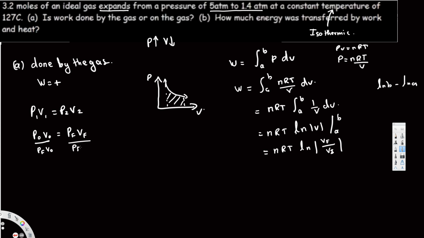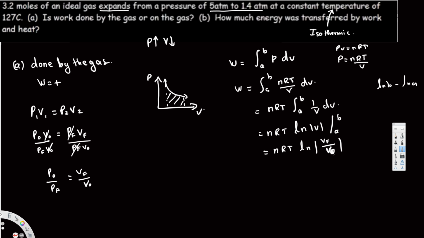So P final over V0, and if you do that, V0 cancels here, and PF cancels here, and we have P0 over Pf is equal to Vf over V naught. And you can see the relationship between pressure and volume. And if you notice, this is the one we have right here. Initial, we can write V naught, right?